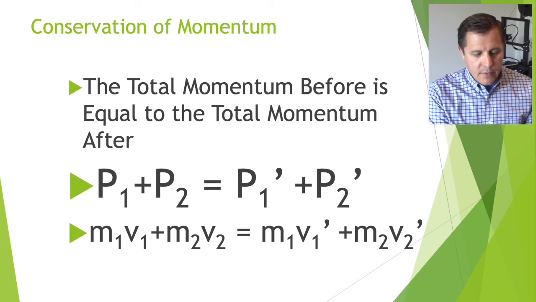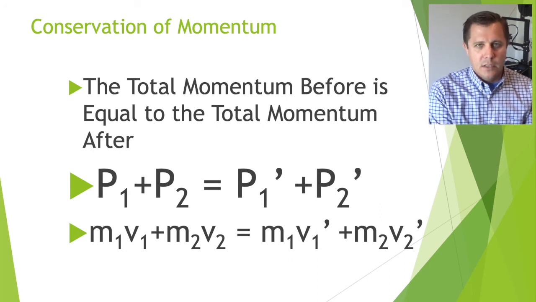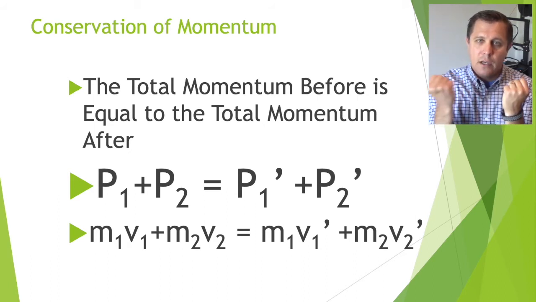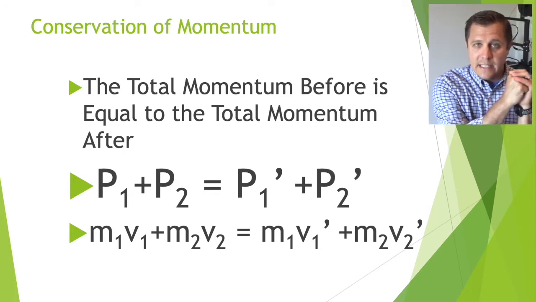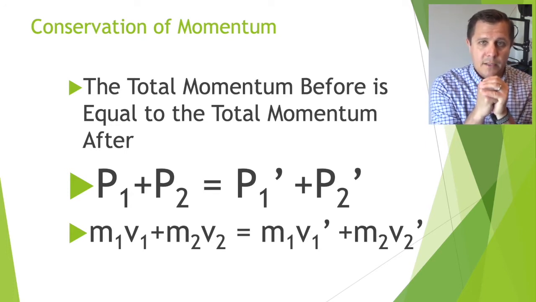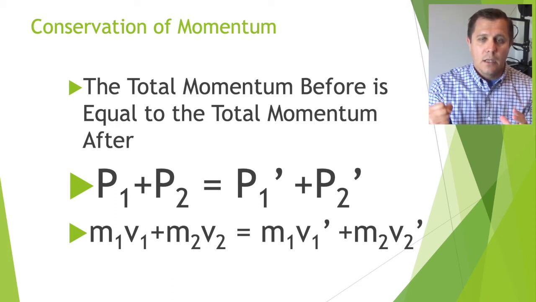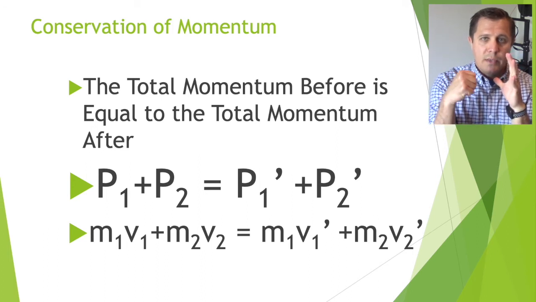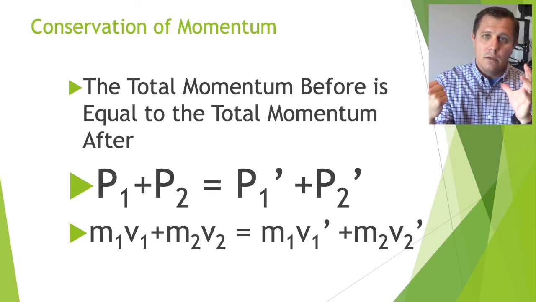So here we go. There are actually three different types of events that could happen with collisions. You could have two objects collide and bounce off each other. You could have two objects collide and stick together, or you could have the opposite of it. You could have two objects that are stuck together and then they separate. This will be called elastic collisions. This will be called inelastic collisions. And the last one is recoil.